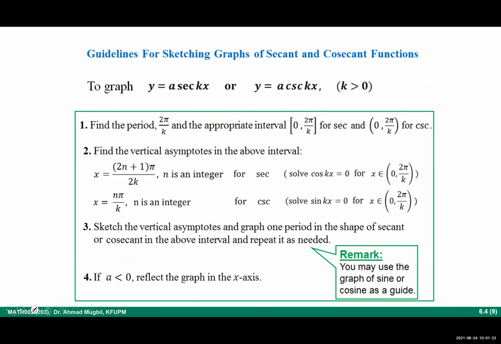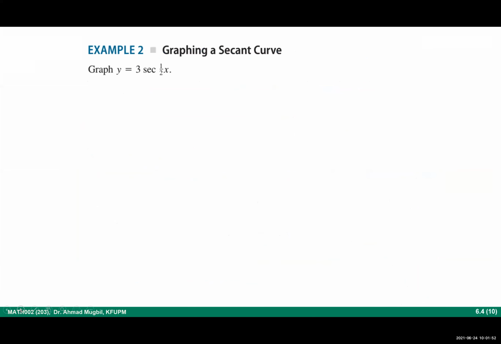Now, if you want to sketch the graph of secant and cosecant, I advise you, as I said, to sketch the graph of sine and cosine. But if you want, you can sketch this graph alone, though it is not easy. You need to find the period and the interval that you will sketch on. You need to find the vertical asymptotes. How to find the vertical asymptotes? The zeros of cosine, or the zeros of sine, of course. And don't forget the reflection. I advise you, Shabab, to follow the method that I showed you, starting with the sine or cosine graph.